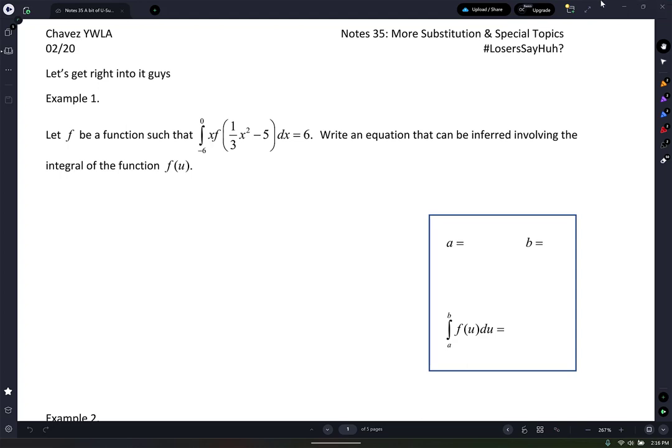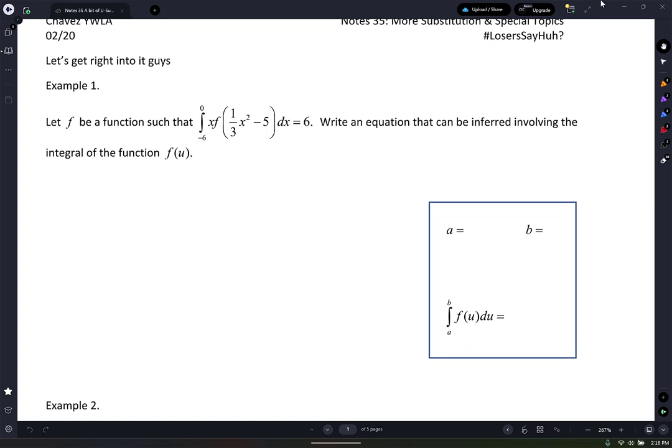So I have a function here. It says let f be a function such that the integral from negative 6 to 0 of x f of 1 third x squared minus 5 dx equals 6. Write an equation that can be inferred involving the integral of the function f of u. And notice on the side here, there's an f of u du. I think on Delta, there might have been a special rectangle there in the front to put it in.